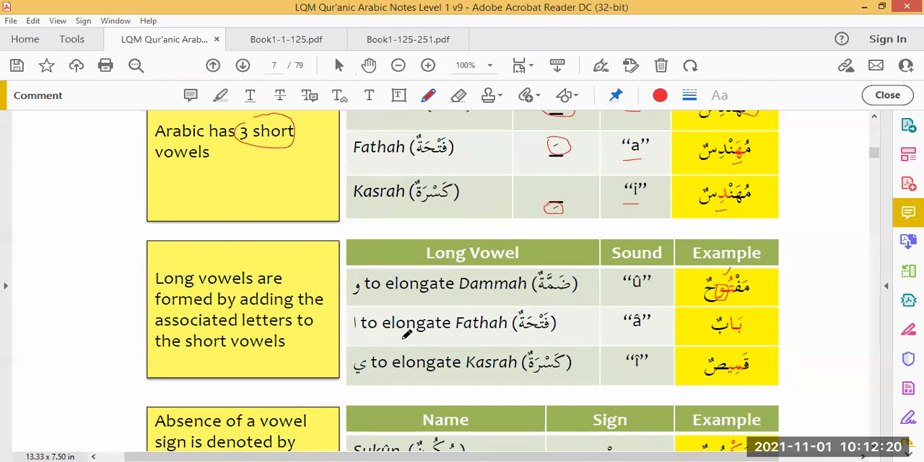Alif along with fatha. If there is a fatha on ba, you can see here, ba has a fatha. If there is a fatha, then we add alif, babun, and we give it a double, long sound, babun. This is the second long vowel. And the third long vowel is ya, yi.